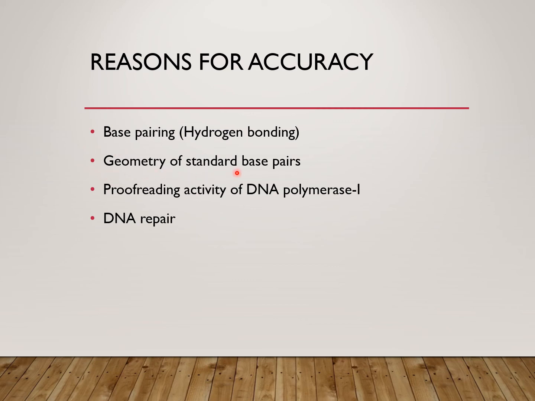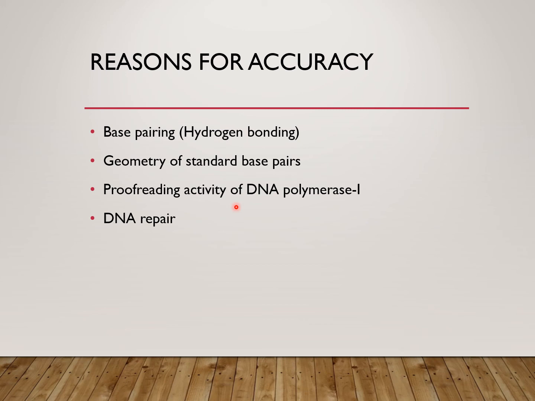Secondly, the geometry of these base pairs matches: the geometry of A only matches with T and the geometry of G only matches with C. So again, the geometry of the standard base pairs also ensures that there will not be any mistake. Third, and one of the most important properties, lies with many of the polymerases, not only DNA polymerase 1: proofreading activity. Many of the polymerases have proofreading activity. What do you mean by proofreading activity? In literal terms, proofreading means cross-checking.